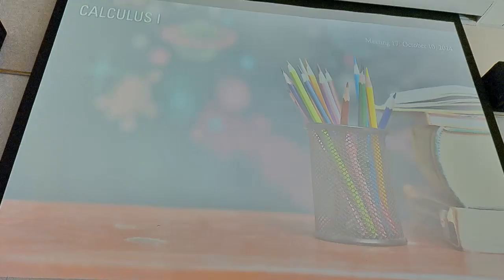First, we're going to continue with the trig functions and chain rule.